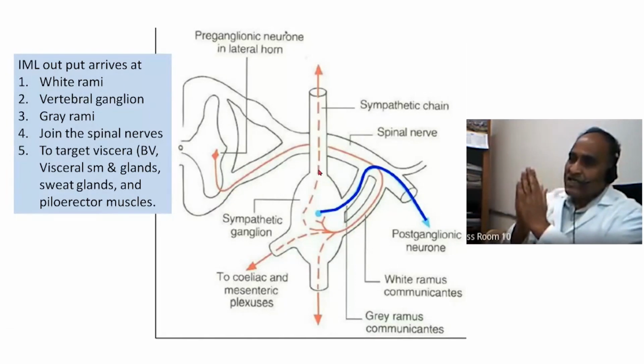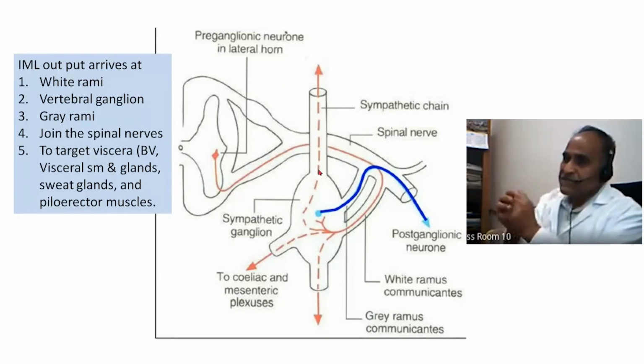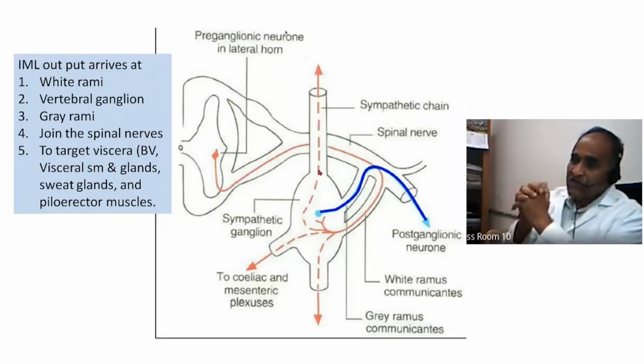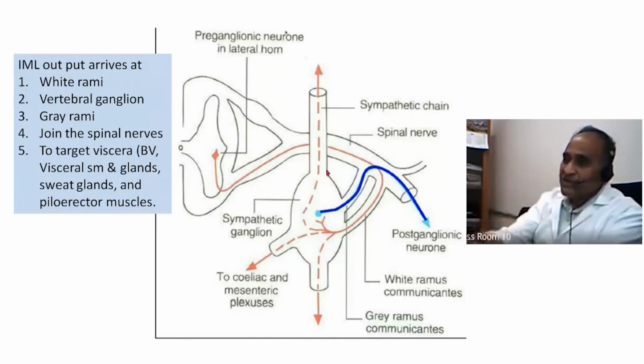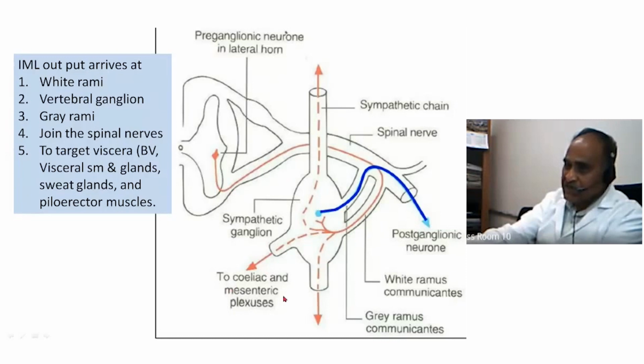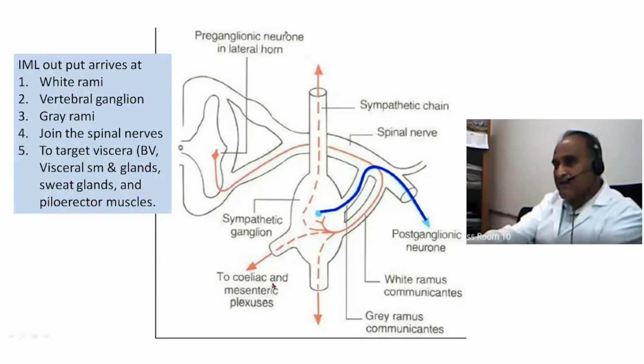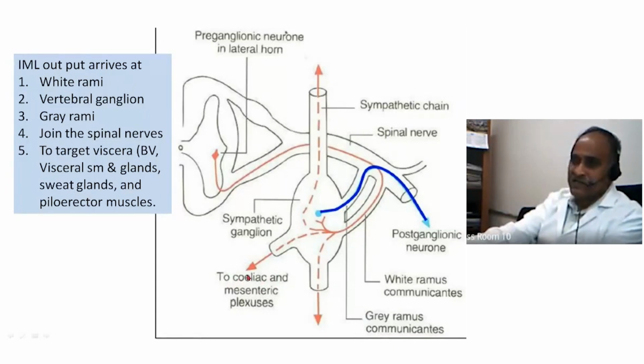The second aspect: some of the fibers, because the paravertebral chains do not cover all the segments, certain segments are missed, especially the celiac ganglion and the mesenteric ganglion, and even the adrenal medulla. So they will be supplied by the nerve. For example, they reach the celiac ganglion, mesenteric ganglion, and the plexuses. These are called prevertebral ganglia, and they will be supplied by these fibers and activated.